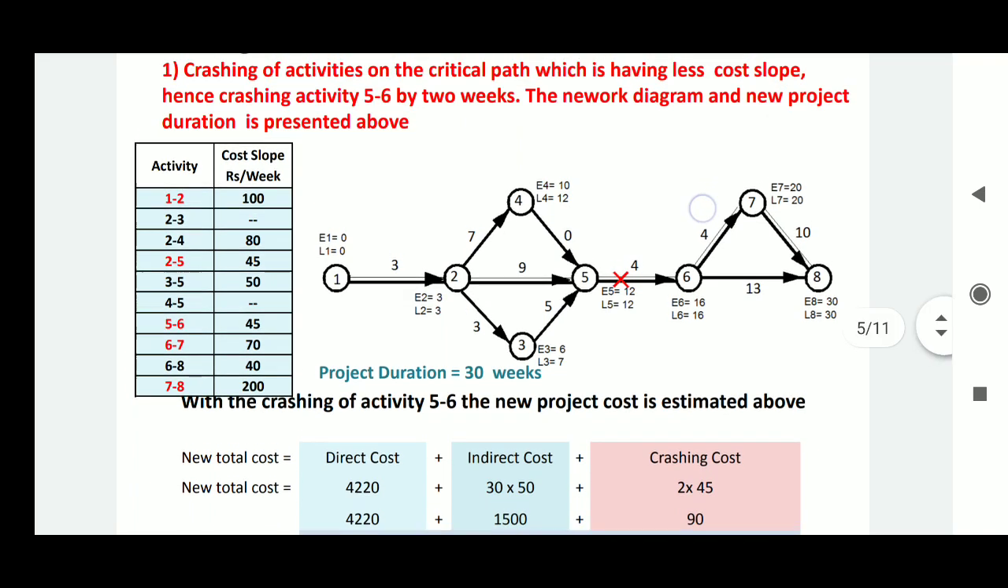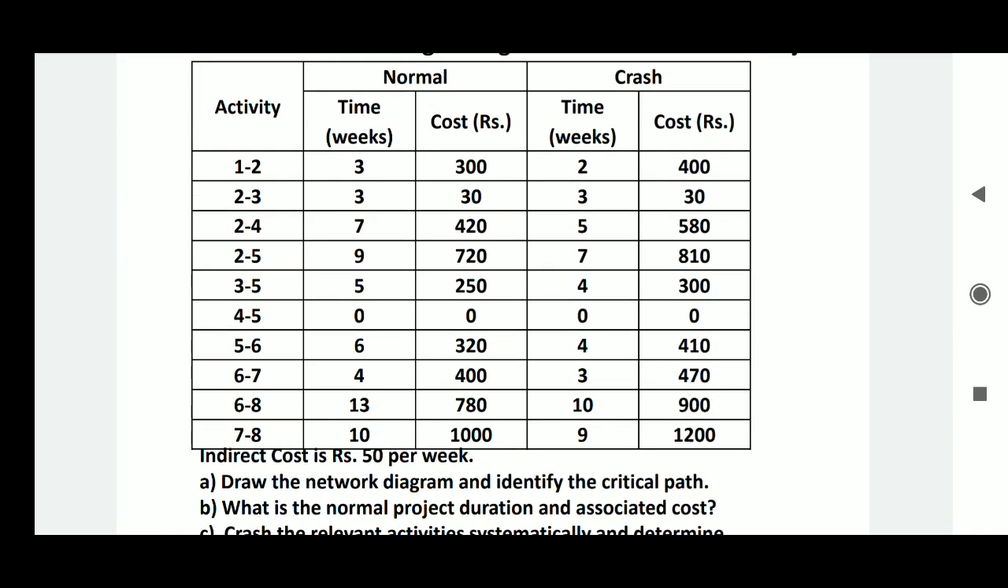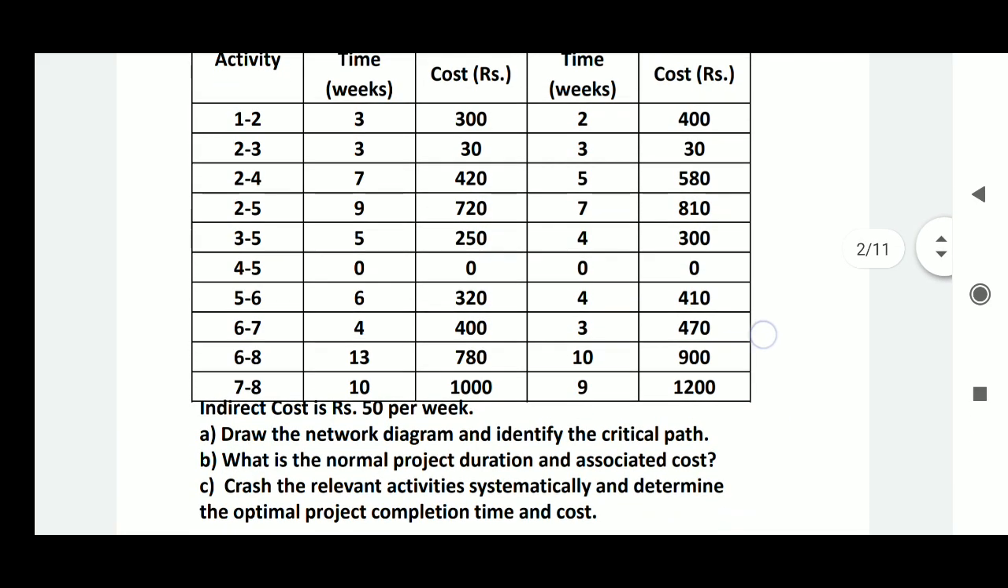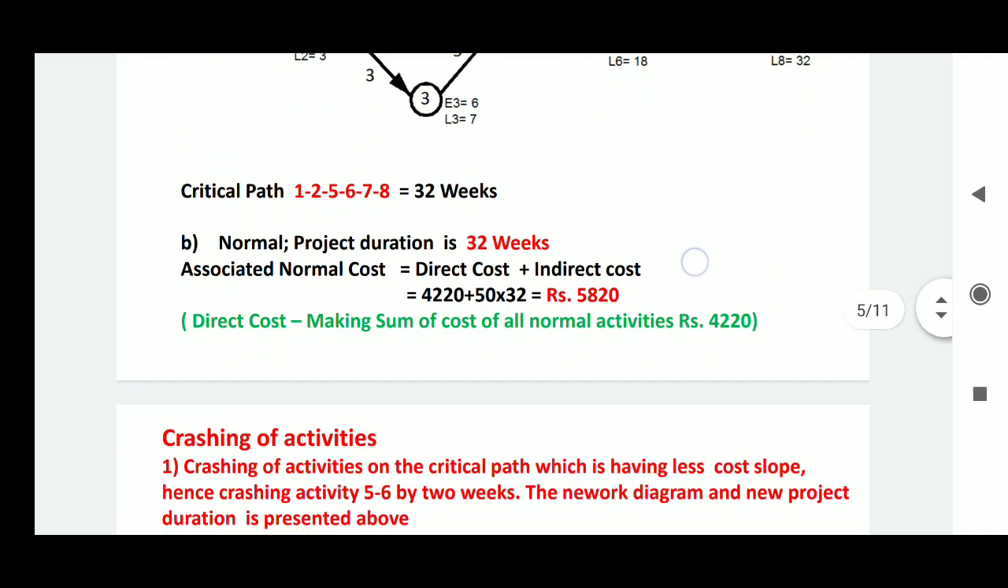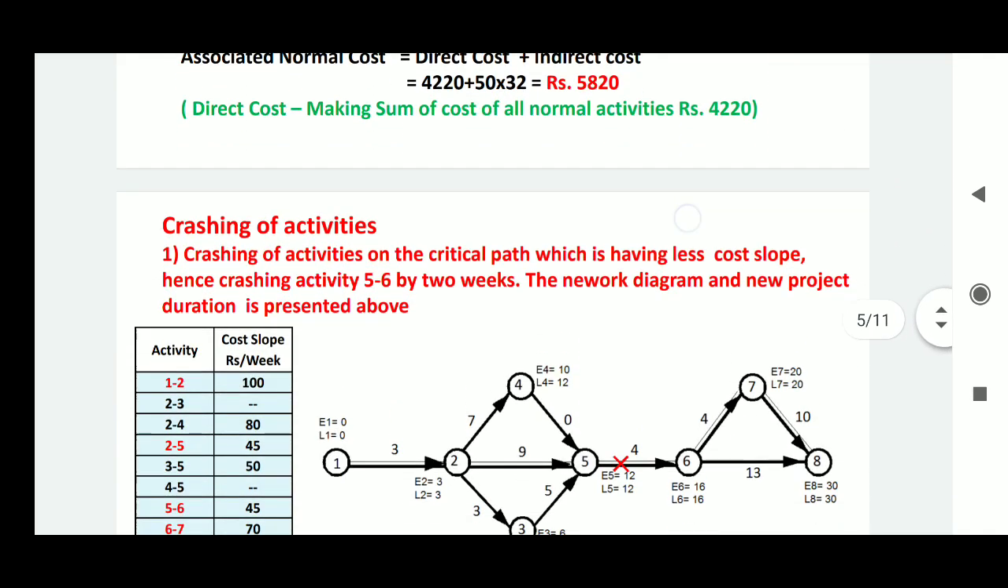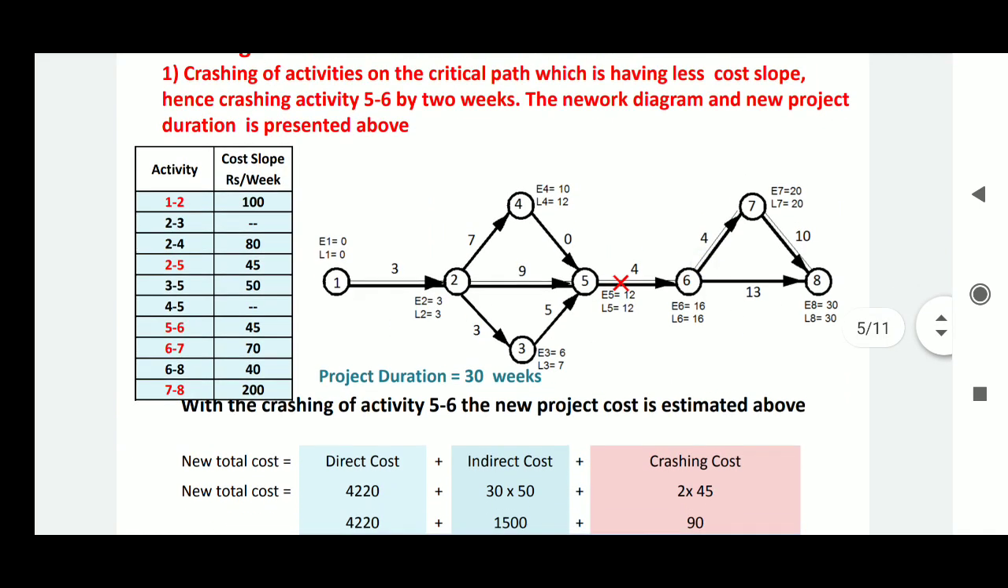So from this table here we can calculate up to what duration we can reduce that network. Here from 1 2, then 2 5, then 5 6, then 6 7, 7 8, the crashing time is calculated here, and that is about 25, means up to 25 weeks we can crash the network. So this is calculated step by step.